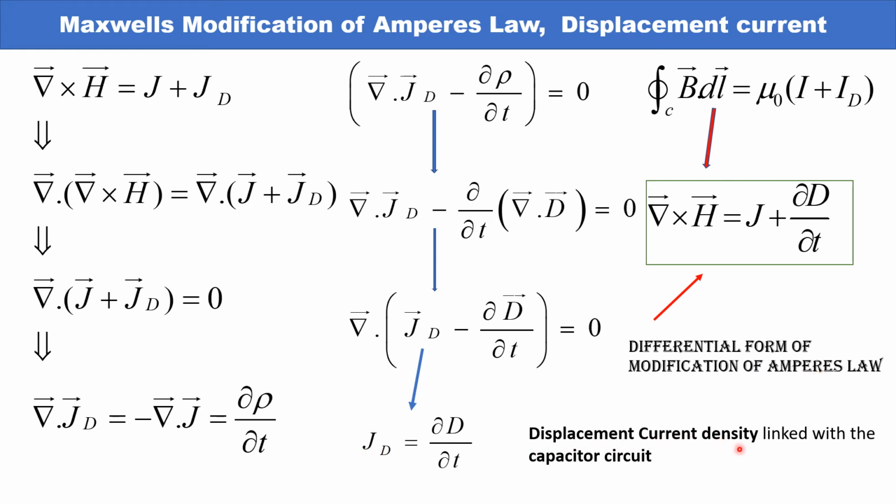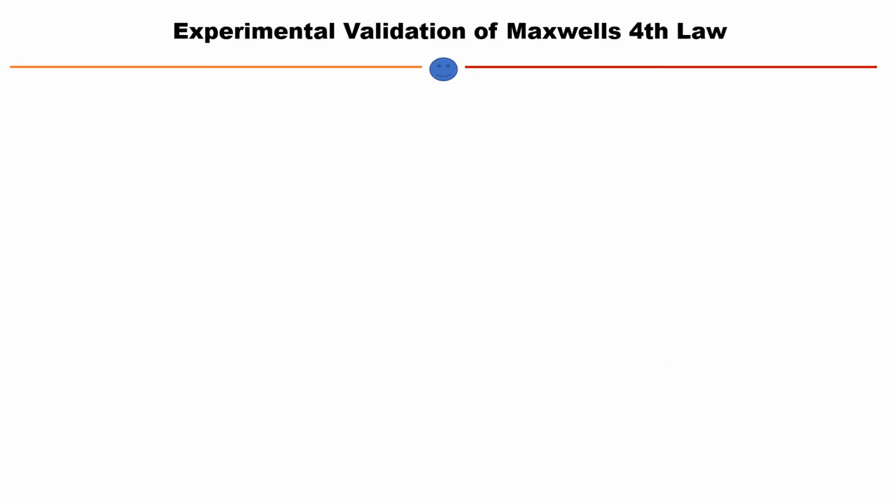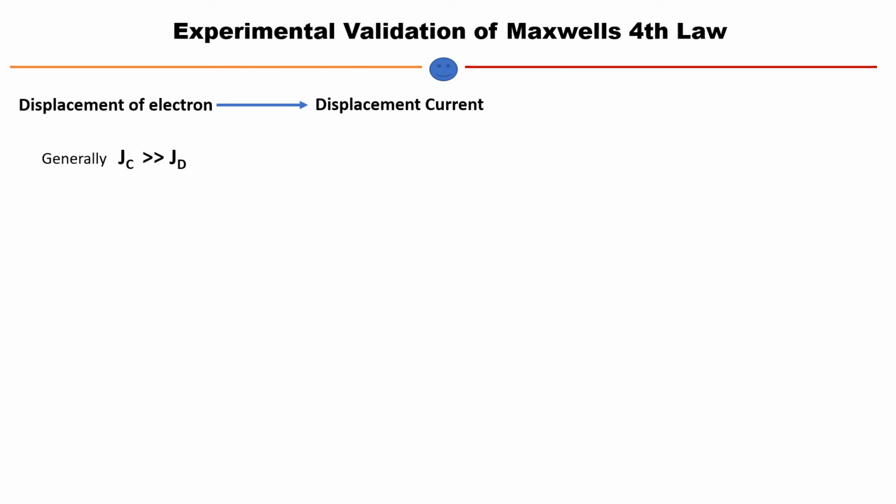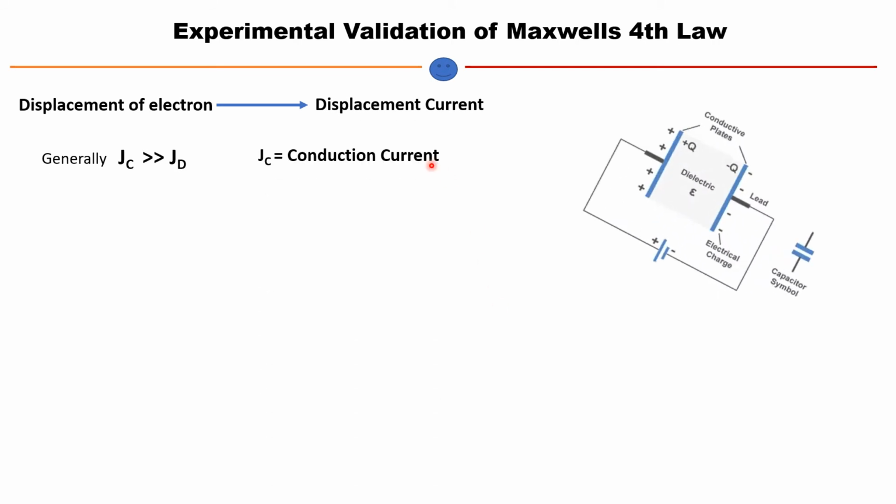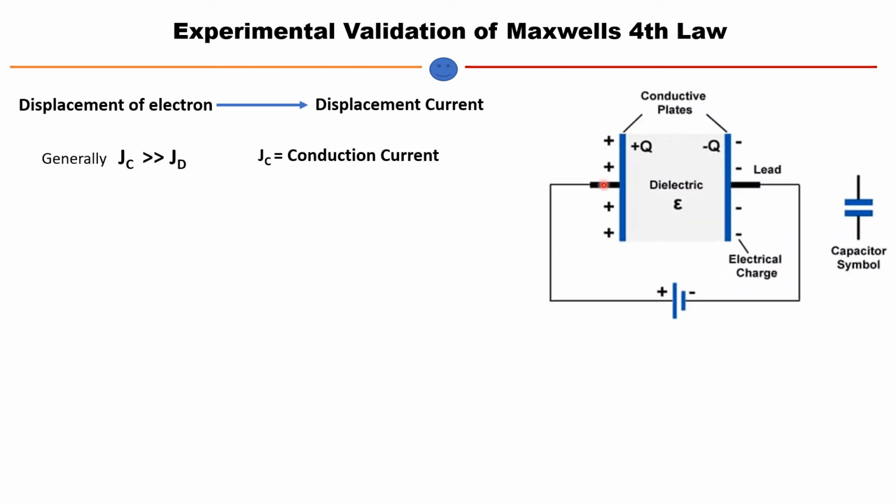So let's see physically. Up to now we have just mathematically derived Maxwell's fourth equation, but physically we have not understood what the term actually means and how it comes. To understand it properly, we have to utilize an experimental circuit. So this is our circuit, and this is the displacement current which is associated with a capacitor circuit.